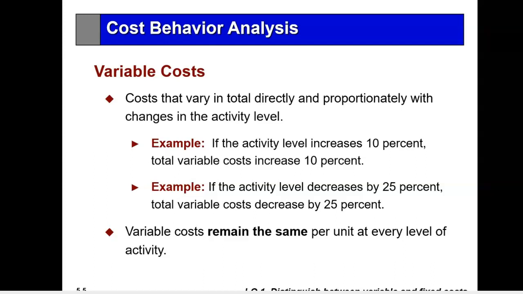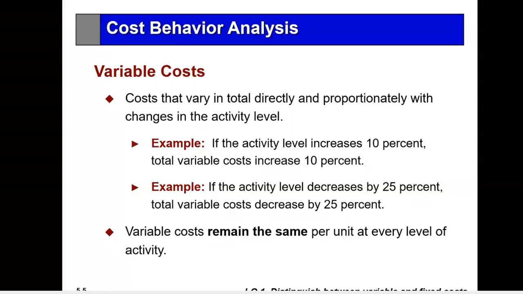Now, a variable cost is a cost that changes in total. The key word is in total, in direct proportion with changes in the level of activity. If the activity increases 10%, then the total cost, if it increased 10%, will be a variable cost. If the activity level decreases, then a variable cost will decrease by the same percentage. And that's the definition of a variable cost. It changes in total in direct proportion to changes in the level of activity.